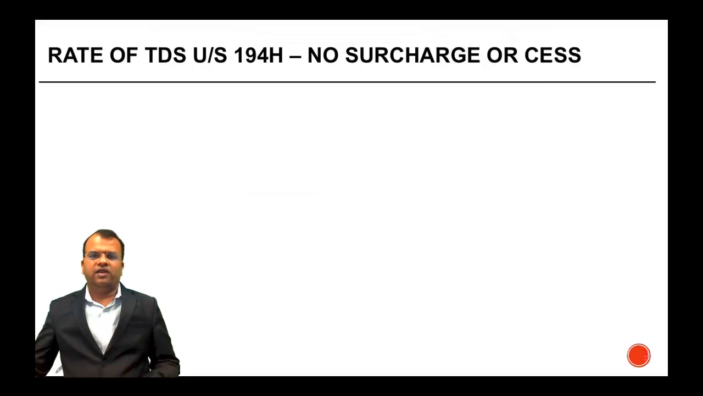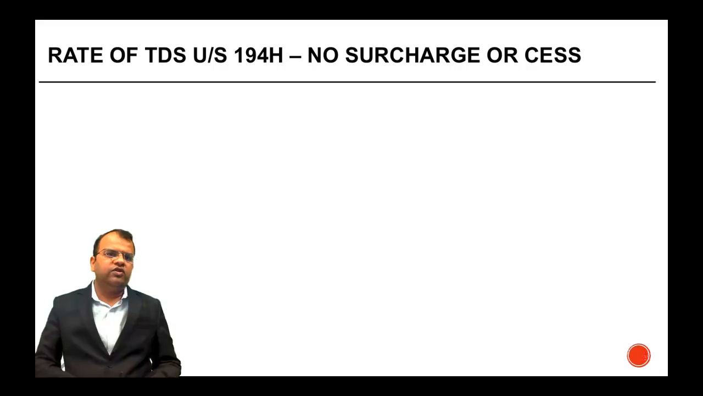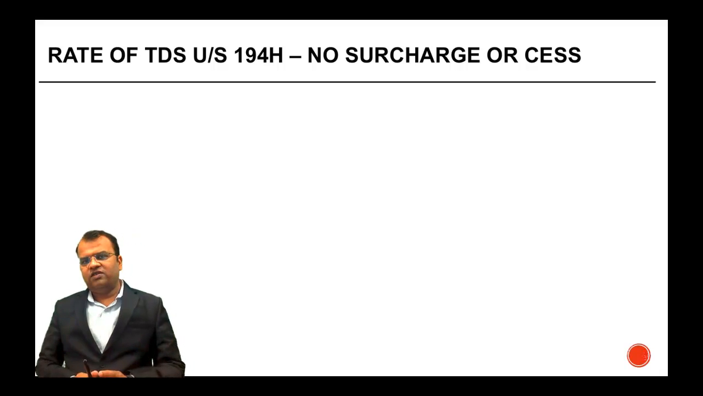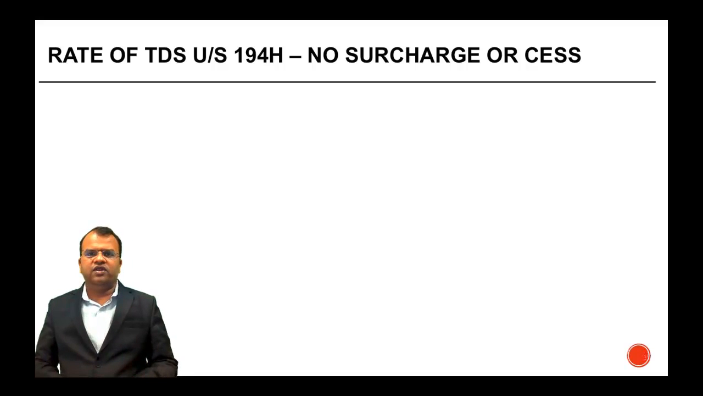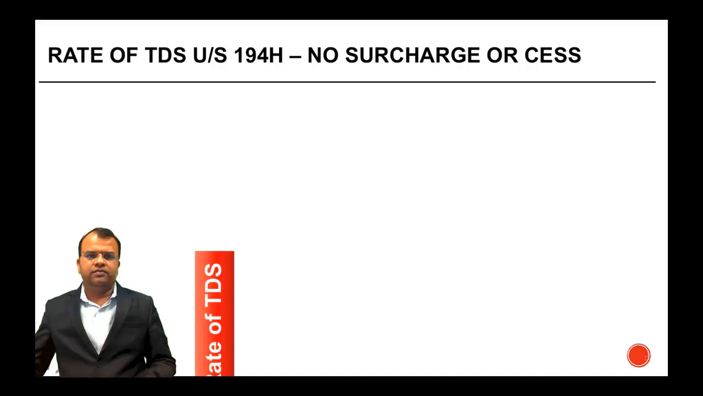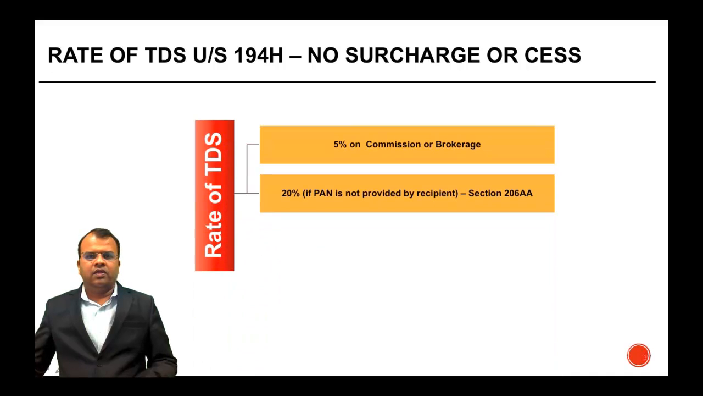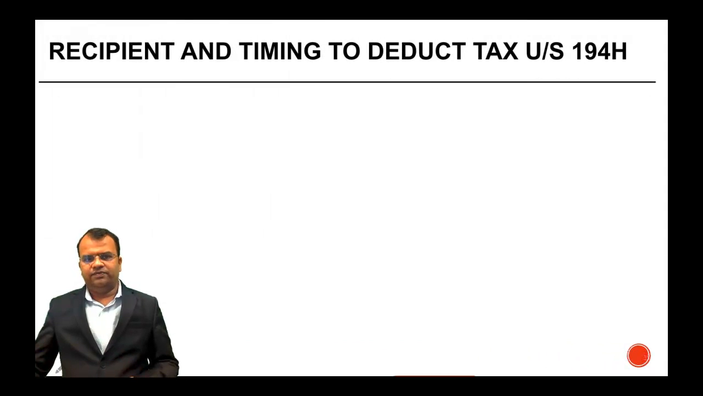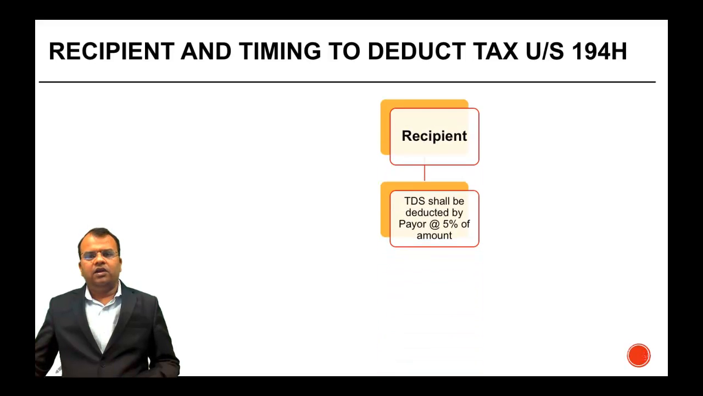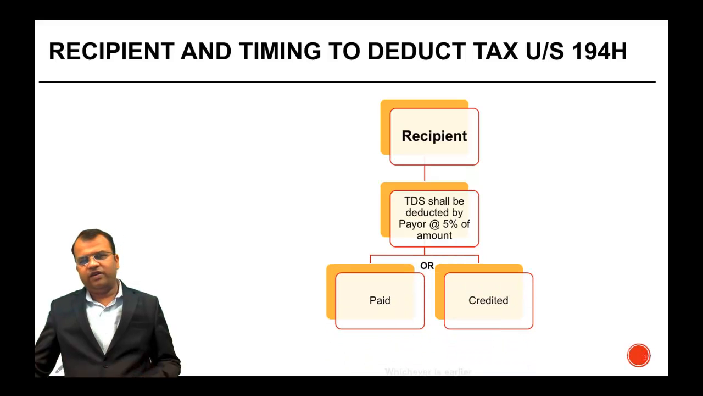under section 194H. When we talk about the rate of TDS under section 194H, 5% is the rate that has to be applied. There is no surcharge or cess on top of this rate which is applicable. 20% if PAN is not available and is per the lower withholding tax certificate under section 197 if any which has been obtained by the recipient. Now, in case of recipient, TDS shall be deducted at the rate of 5% paid or credited, whichever is earlier.